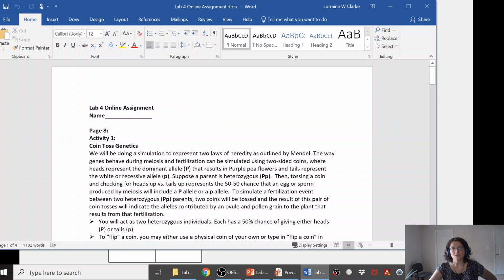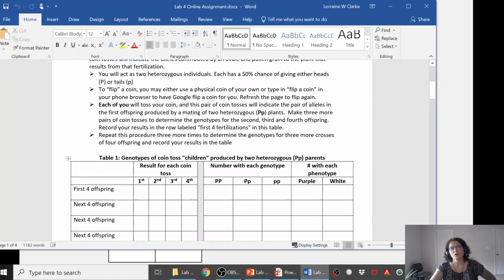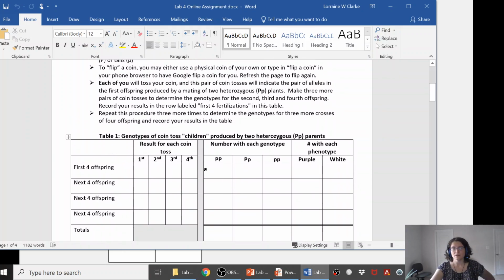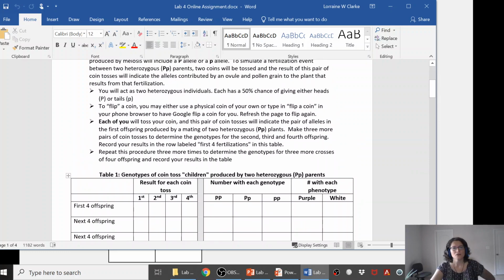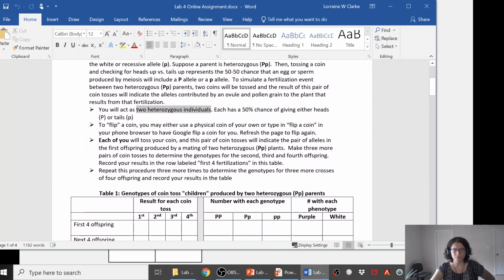Now, what I'm going to do is you need to understand that this is part of the actual PDF, okay? Coin toss genetics. You're going to see this in play, okay? So you're going to pretend to be two heterozygous parents having children, okay? That means that each parent has a 50-50 chance of giving a dominant or a recessive P, okay?